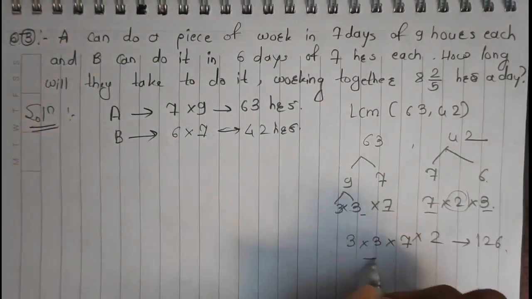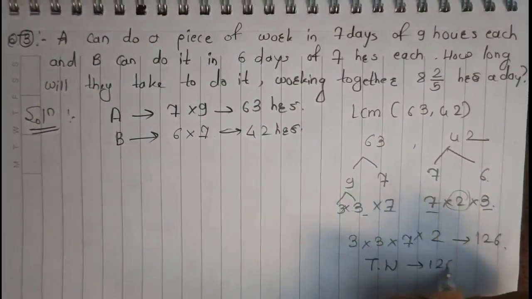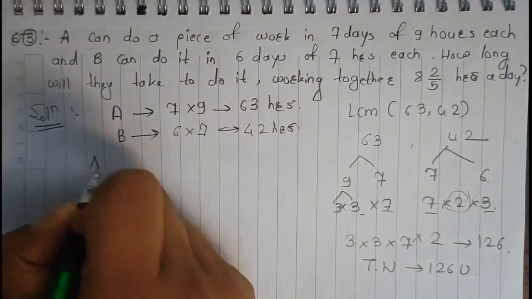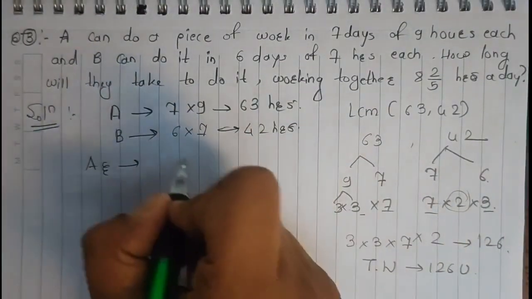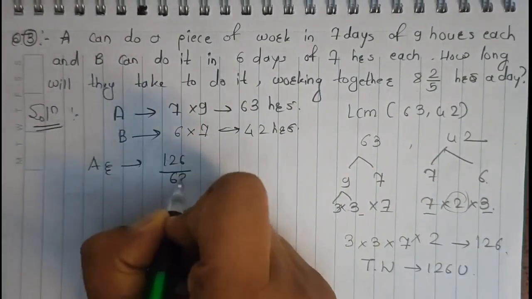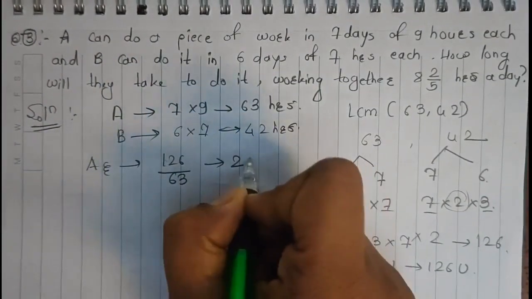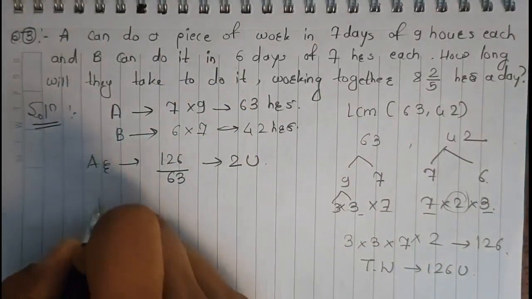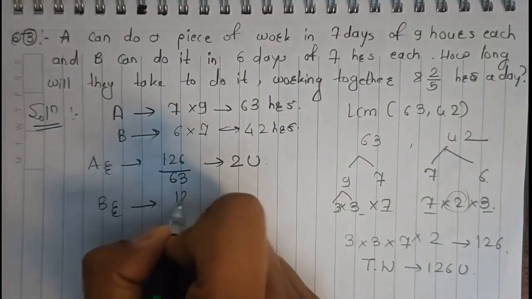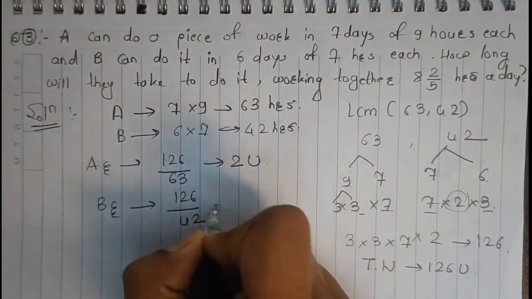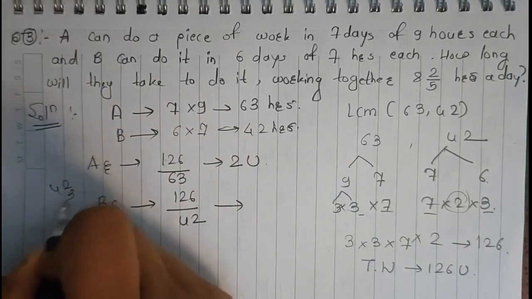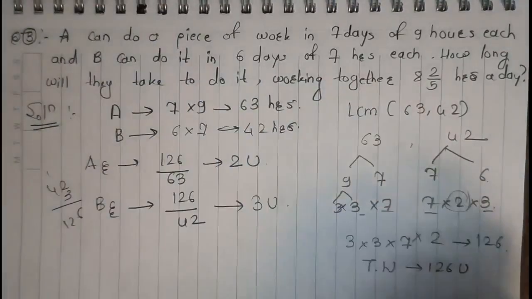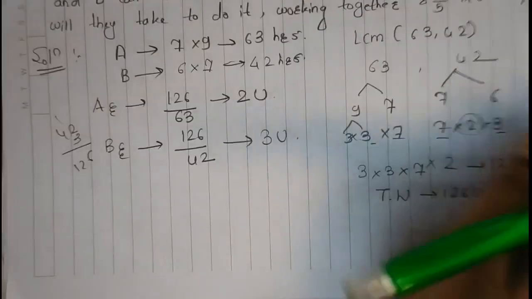So our total work is 126 units, right? Now what would be A's efficiency? A's efficiency would be total work, that is 126 upon 63, right, which is 2 units. So A can complete 2 units in one day. Similarly, B's efficiency would be 126 upon 42. B's efficiency would be, I think it is 6, yeah, so it is 3 units, right? So B's efficiency is 3 units.